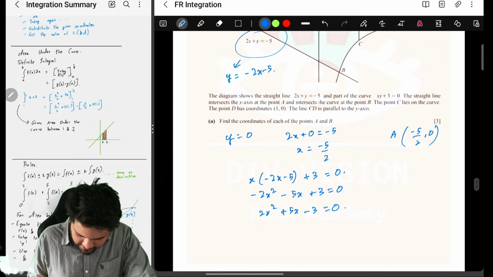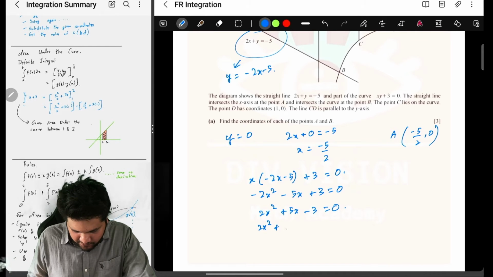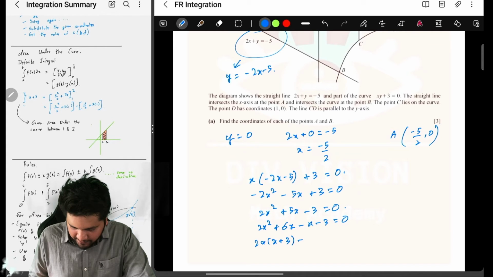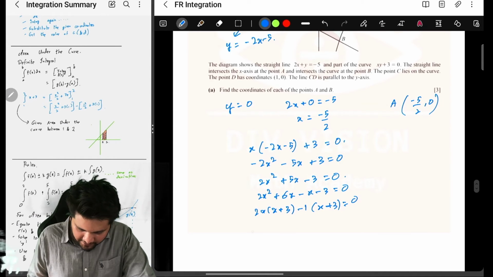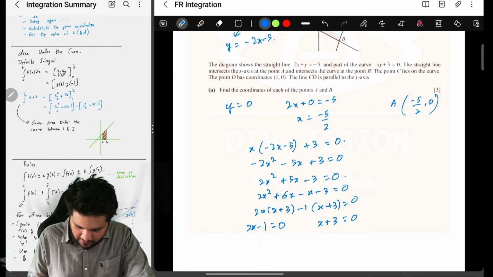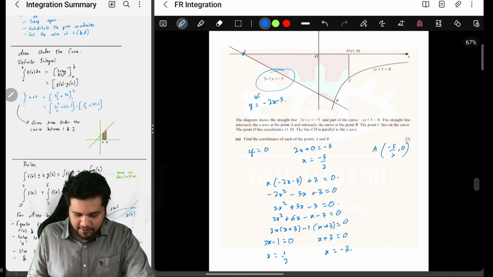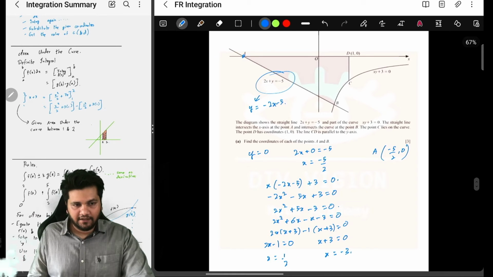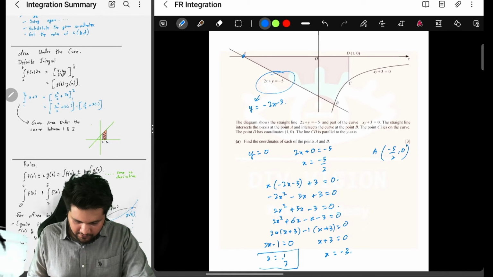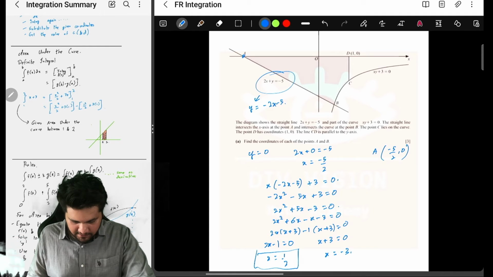So we'll get 2x square plus, we have to factorize 6 in such a way whose difference is 5. So 6x minus x minus 3 equals 0. 2x common, we'll get x plus 3. From here we take out minus 1 common, you get x plus 3 equals 0. So you'll get 2x minus 1 equals 0, or x plus 3 equals 0, so x equals 1 by 2, or x equals minus 3. Now see, obviously x is on the positive side, so we'll just consider this 1 by 2 as the answer.